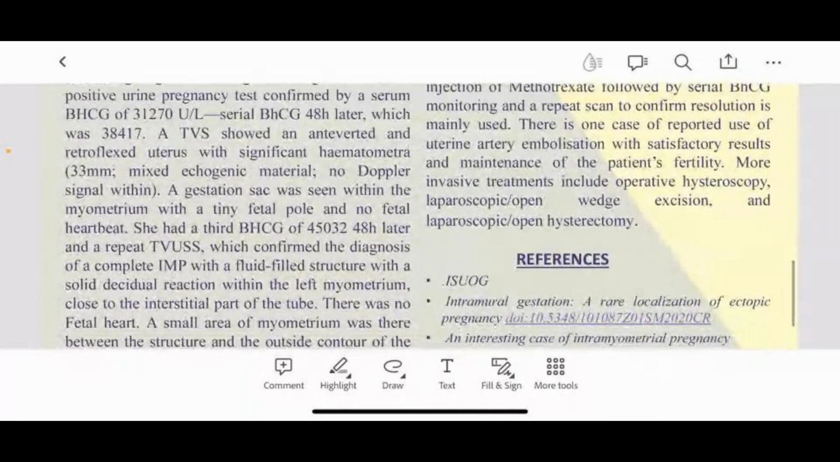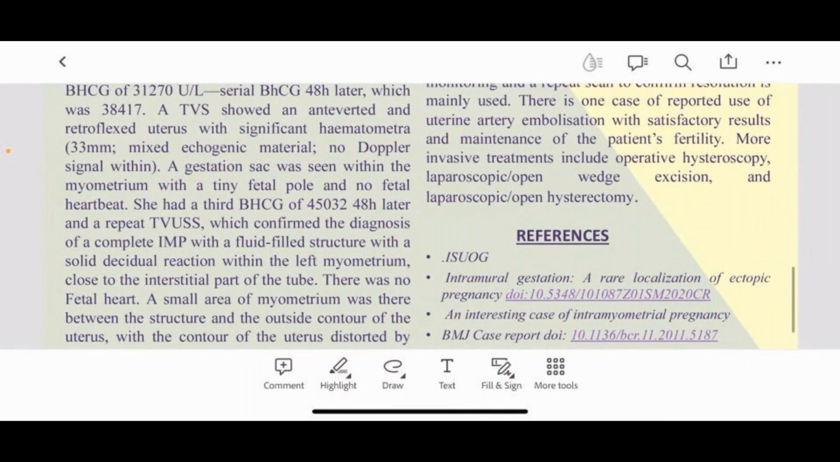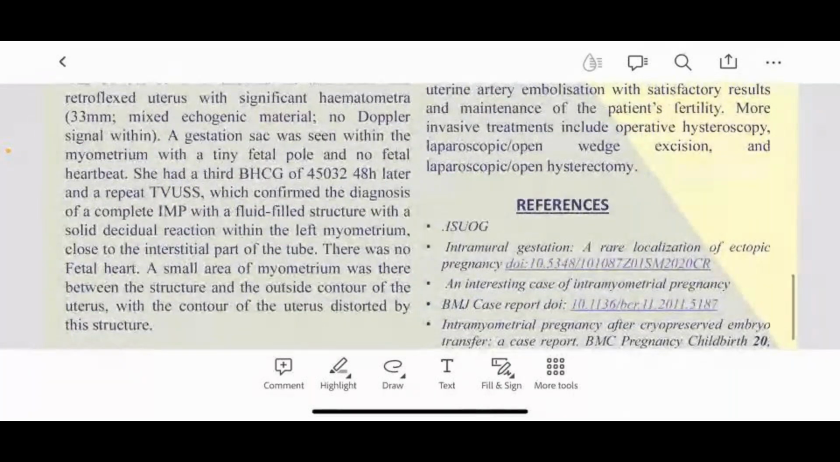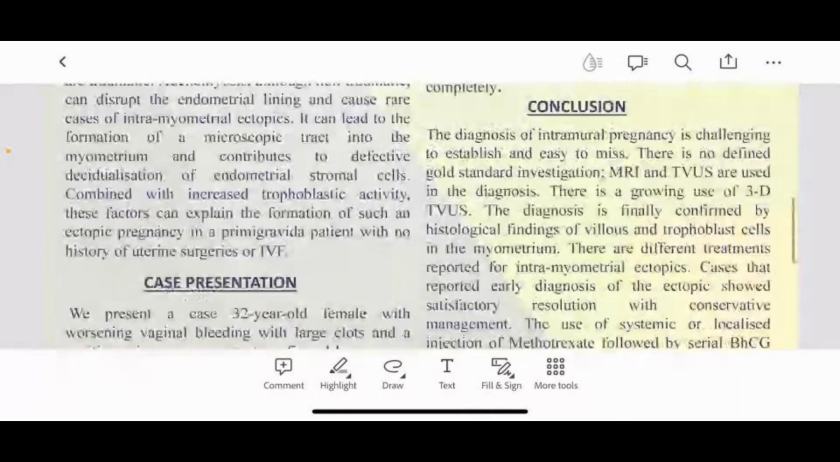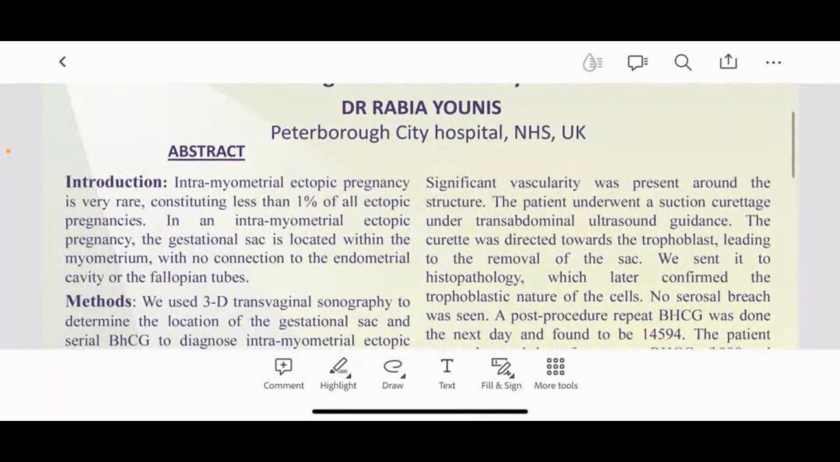The repeat TV scan shows the diagnosis of complete intramyometrial pregnancy with a fluid-filled structure and a solid residual reaction within the myometrium close to the interstitial part of the tube, and there was no fetal heart present. We made the diagnosis of intramyometrial ectopic pregnancy. There was significant vascularity present around the structure.